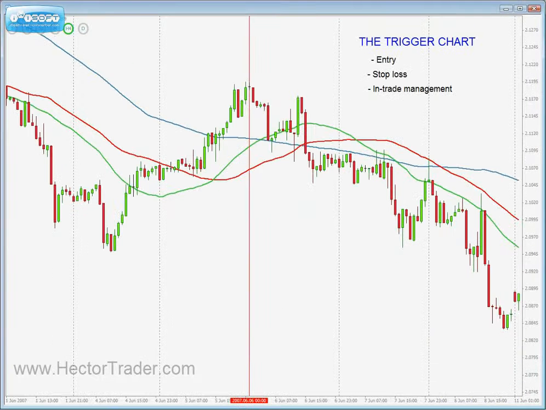Well, here we are in the trigger chart. By the way, I just cheated. I paused the video in order to type all these text boxes. But anyway, I'm sure you will be able to forgive me.